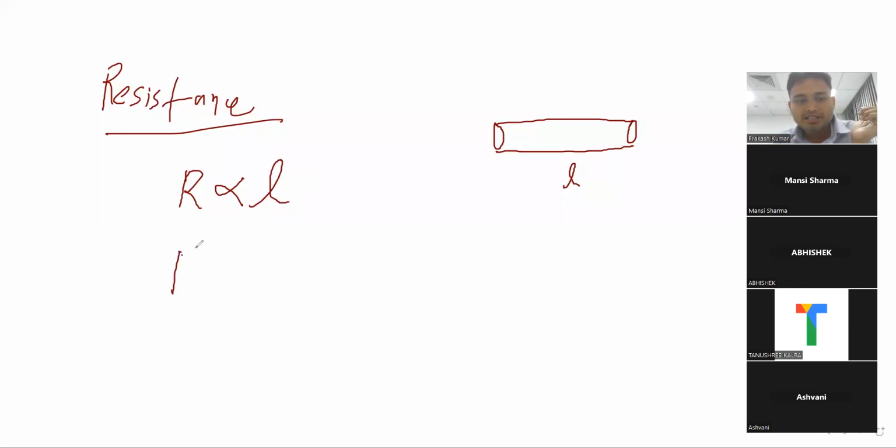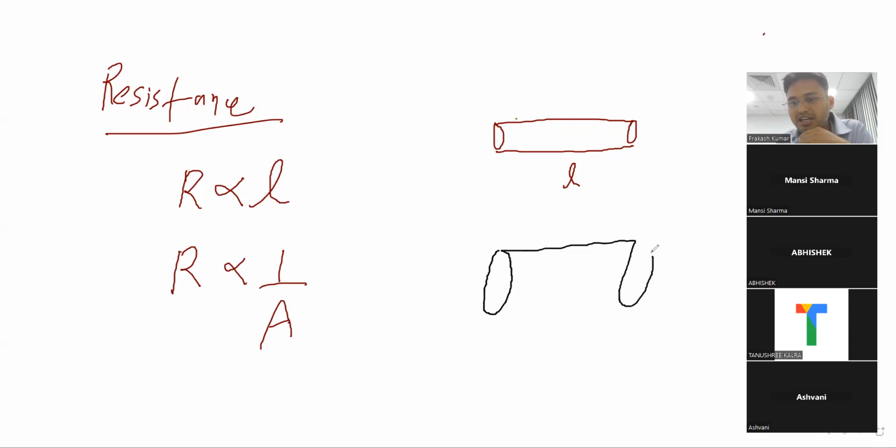Then resistance is inversely proportional to the cross section area. Can anyone explain why it is inversely proportional? Sir, if the area increases, then the resistance will decrease. Okay, fine. So why? There will be more space for the electrons to move. Exactly, Mansi.